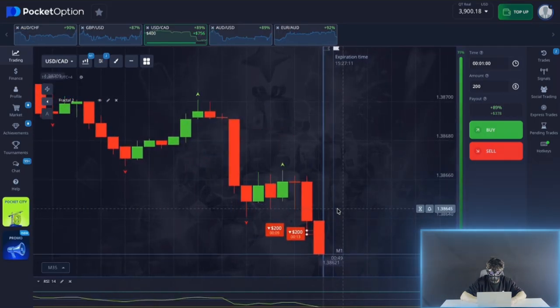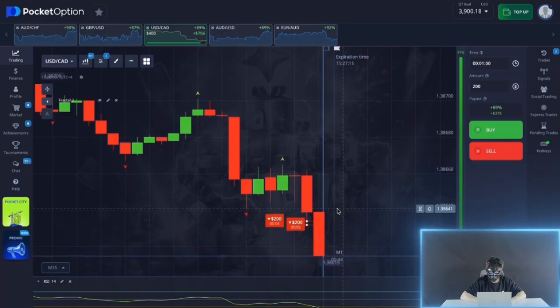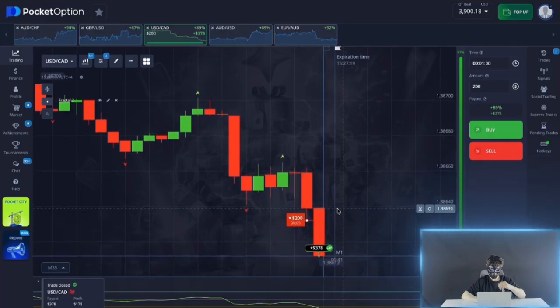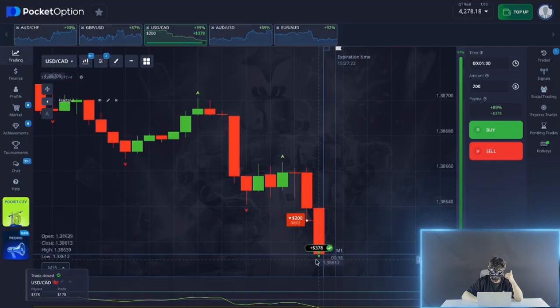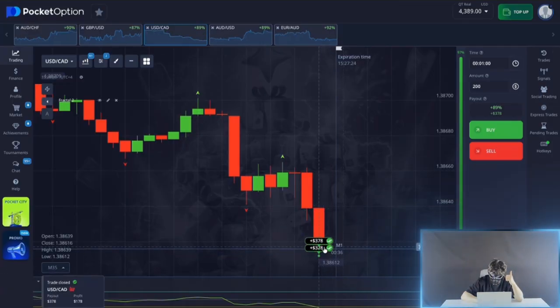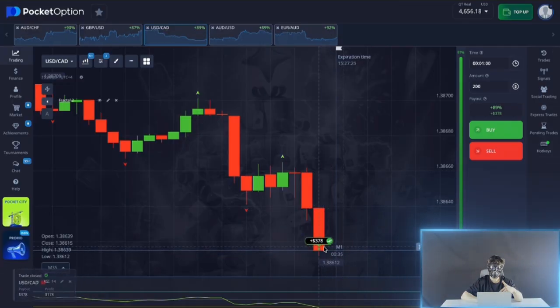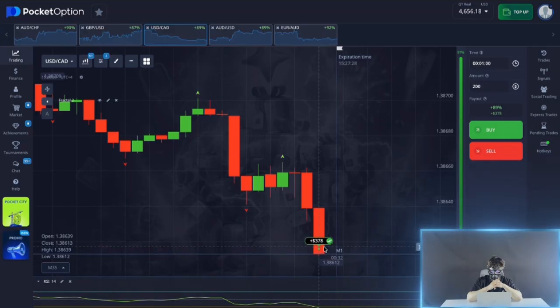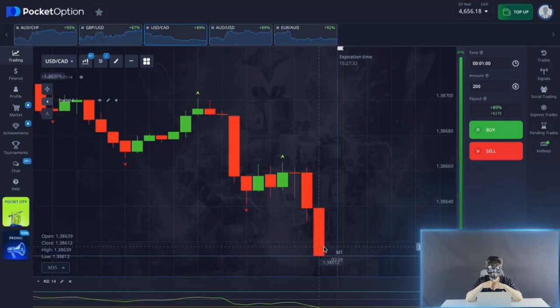Super. We have very little time left until the trade ends. And yes, the very first trade is already in profit. And right after it, the second one is also profitable. Excellent. Even such a silly mistake managed to double my profit.